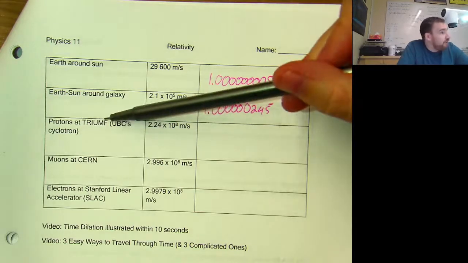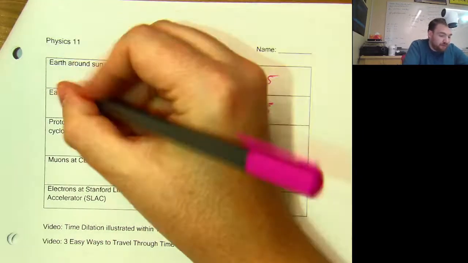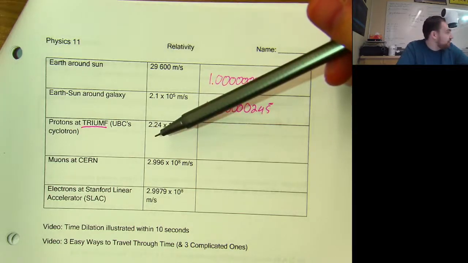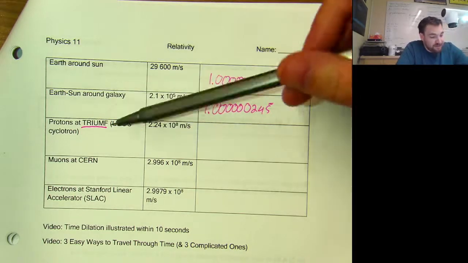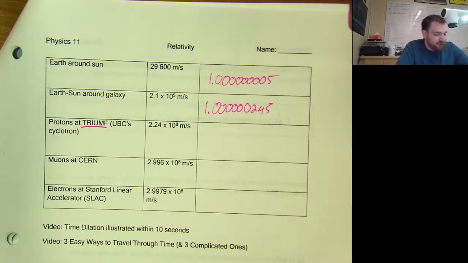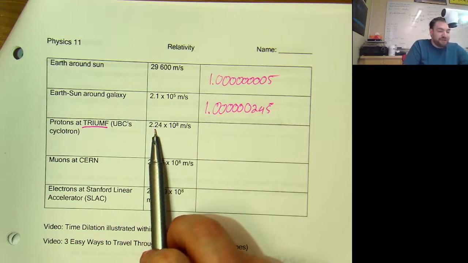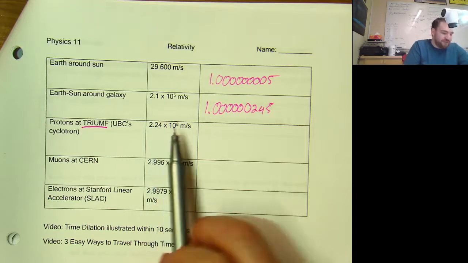Protons at TRIUMF. TRIUMF is UBC's cyclotron. If you do a physics degree anywhere in the Lower Mainland, UVic, SFU, UBC, it is likely that the Physics Students Association will do trips out to TRIUMF. In that cyclotron, you get protons moving at 2.24 times 10 to the 8 meters per second.